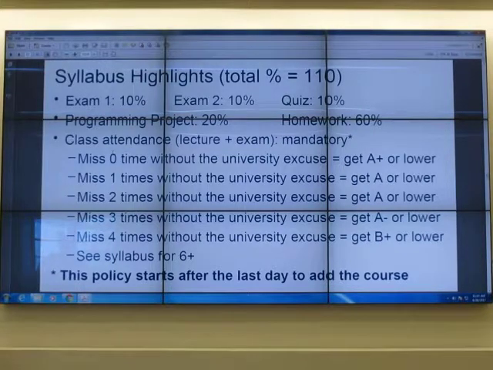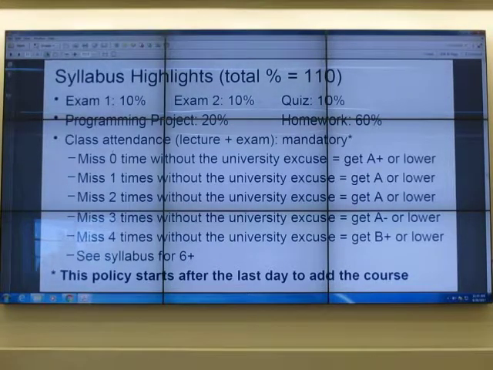Okay, grade distribution. Total percentage is 110. Okay. Exam 1 is 10%. Exam 2 is 10%. So if you get 0 on exam 1, don't be alarmed, still fine, okay? Because the total adds up to 110. Quiz is 10%. We don't have quiz yet until the day after the last day to add the course, okay? For those who audit, if you want to do the quiz too, just stay quiet or don't cheat, okay? For those who audit either. Okay, you don't have any reason to cheat.